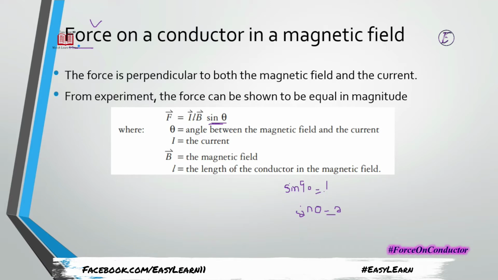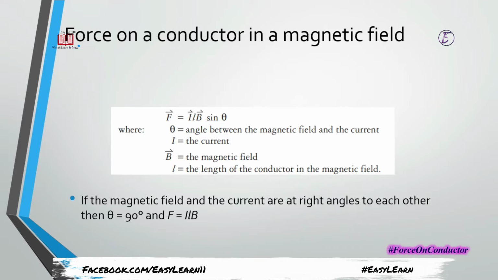I is the current, B is the magnetic field, L is the length of the conductor in the magnetic field. F is equal to I L B sine theta. This is the same picture I just added here. If the magnetic field and the current are at right angle to each other, theta is equal to 90 degrees. What I explained in the previous slides, this is what I write here. Then this formula will become F is equal to I L B when the current and the field are at right angle.